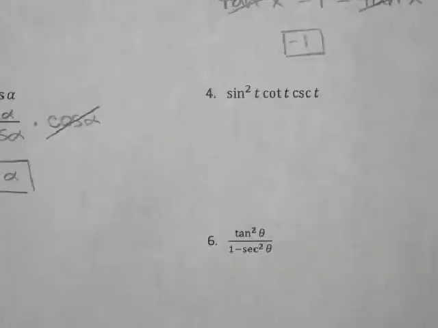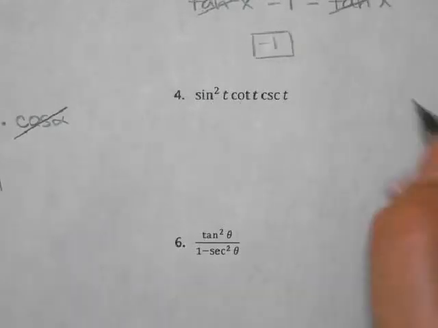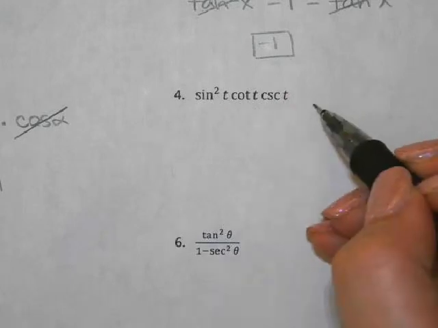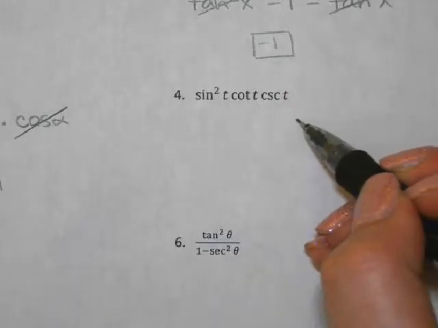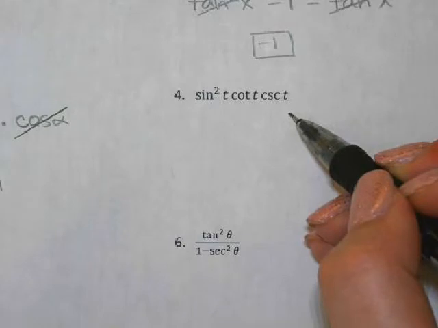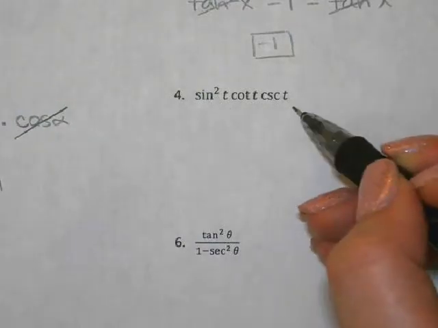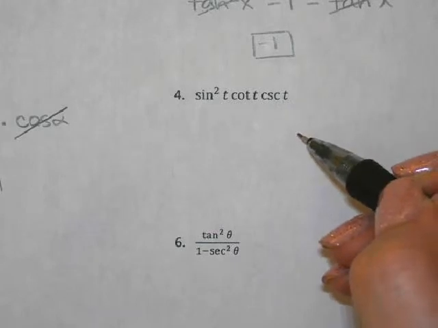Okay, I want you guys to try number 4. You're going to do it quietly. And since there are multiple trig functions in this one, the strategy that we're going to use is to turn it all into sine and cos. Okay, so take a moment. You're going to do every piece in terms of sine and cosine.